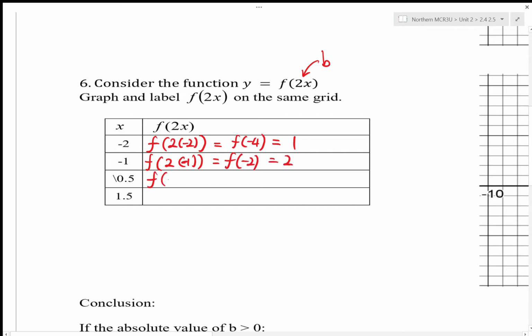And then f at 2 times 0.5, this gives me f at 1. F at 1 was -4. And then f at 2 times 1.5, that gives me f at 3. Well, f at 3 was 3.